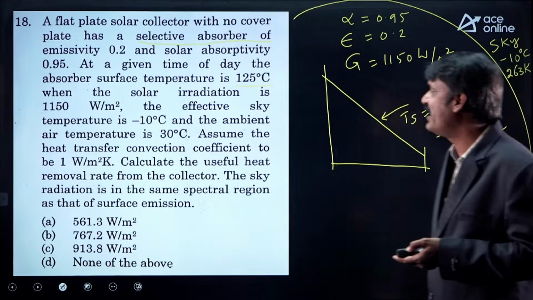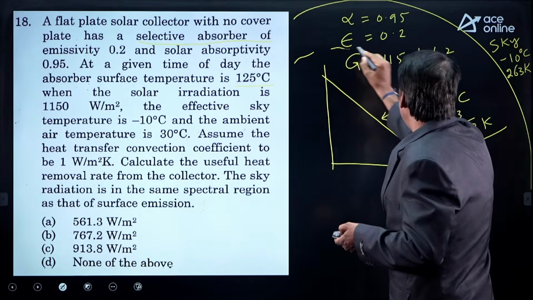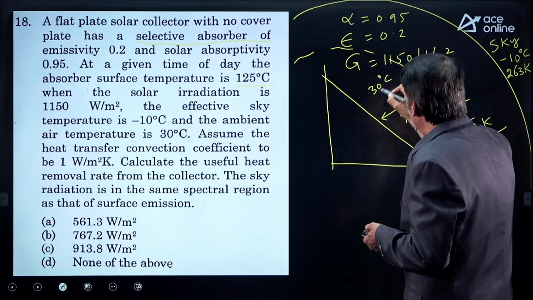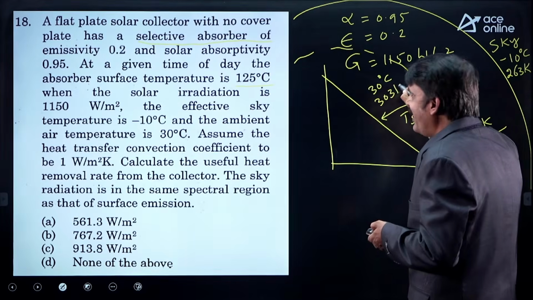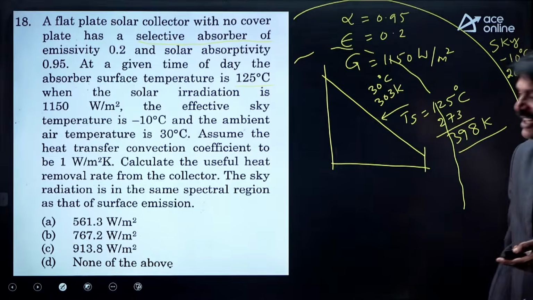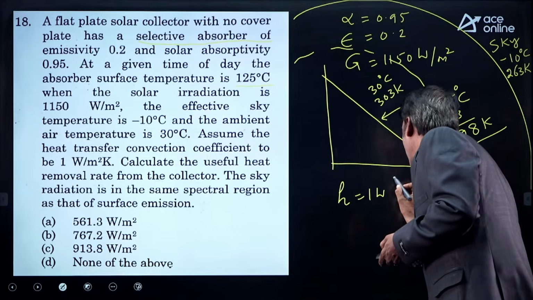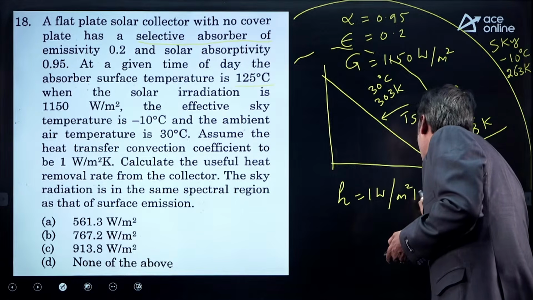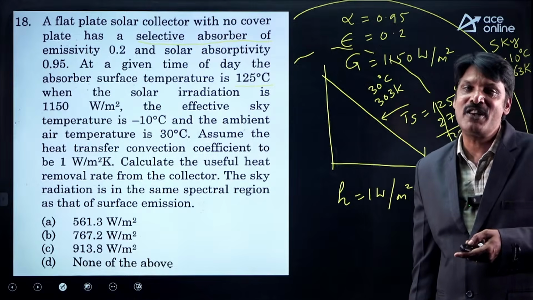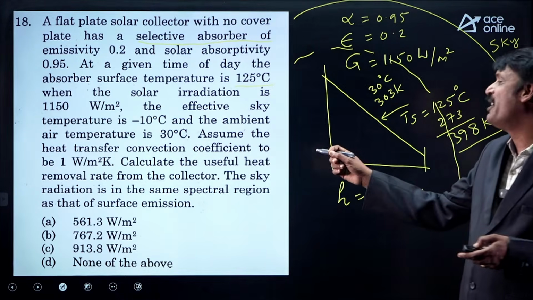But he is also saying that ambient air temperature is 30 degrees centigrade. So, up to some extent there is ambient which is at 30 degrees centigrade. This comes out to be 303 Kelvin. Assume heat transfer coefficient to be 1 watt per meter square Kelvin. So, he is saying that h is equal to 1 watt per meter square Kelvin, heat transfer coefficient. This is a problem wherein radiation is with participating mediums, and calculate useful heat removal from the collector.